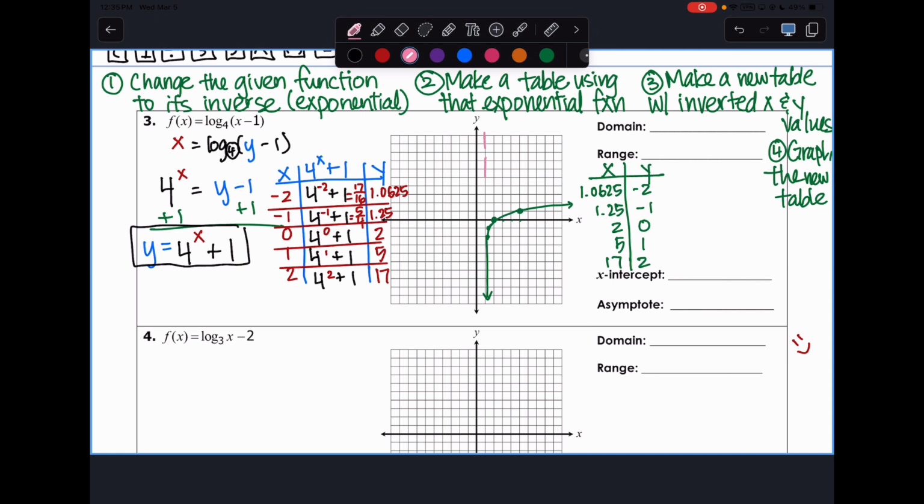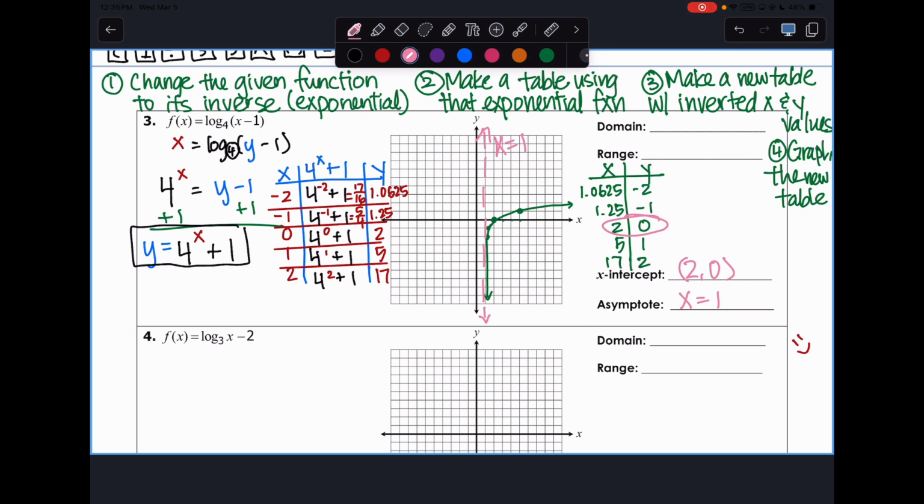Okay? Where's my asymptote? Y equals 1 or x equals 1? Beautiful. X equals 1. X-intercept is at 2, 0. Ordered pairs, please, always. Domain?